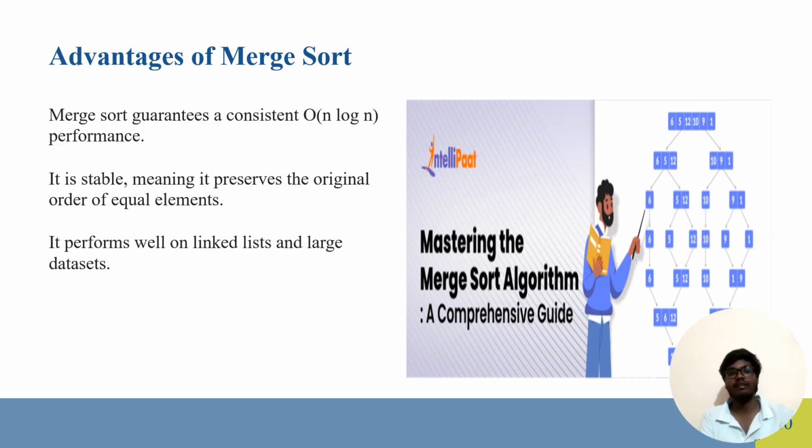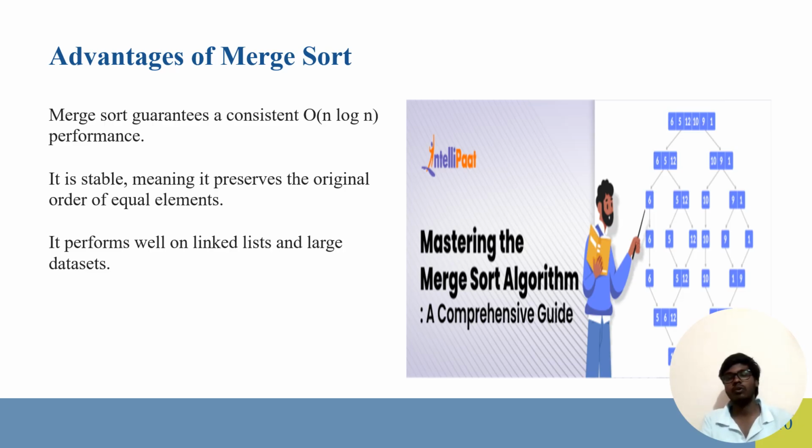Merge sort guarantees a consistent big O of n log n performance. It is stable, meaning it preserves the original order of equal elements. It performs well on linked lists and large data sets.